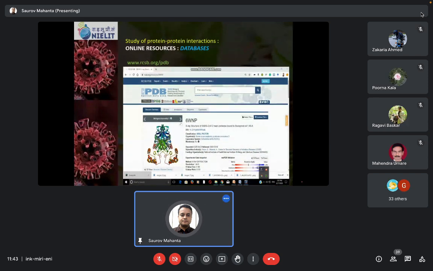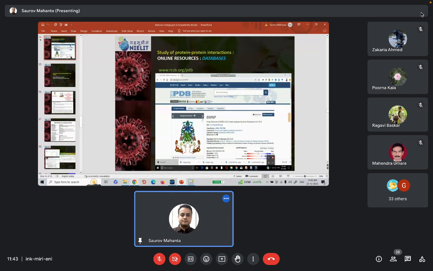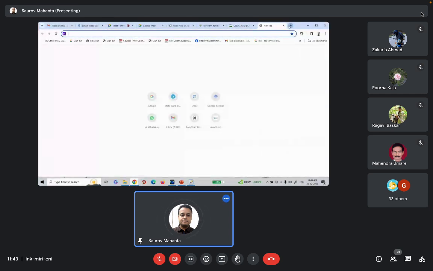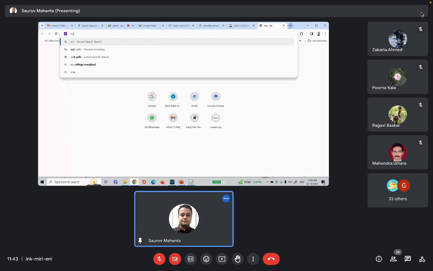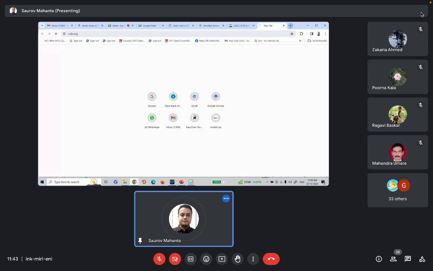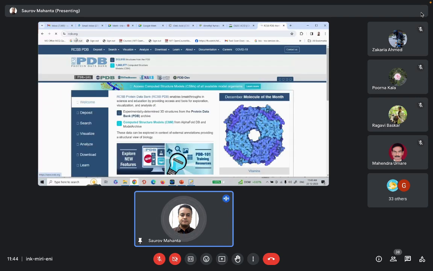So this is the Protein Data Bank. So how to download the Protein Data Bank structures? I'll give one assignment to do during the practical classes, which will be guided by the respective faculty members from the organizing institute. But quickly, I want to show how to get the structures from Protein Data Bank, any protein. The URL is rcsb.org. So any protein name, suppose human hemoglobin you want to download. 1A00 is the ID.